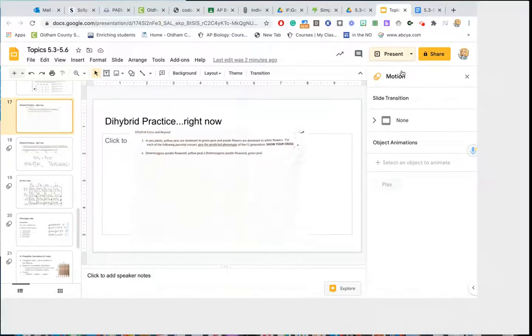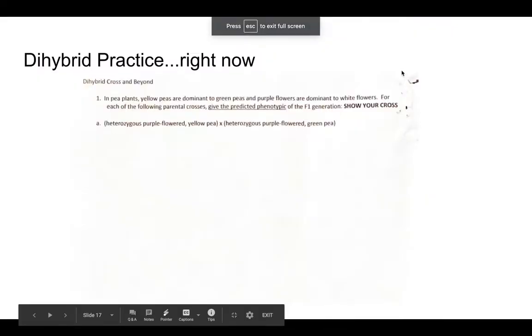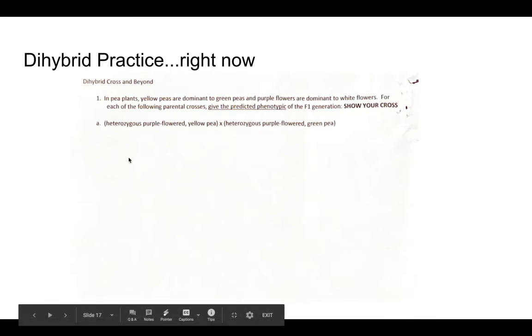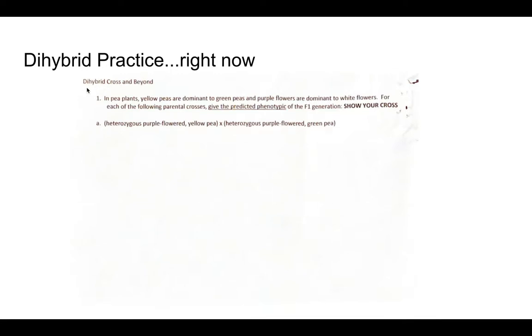All right, guys. We are going to do a few things today. The first involves the practice sheet that looks like this. There are two questions to it, but this is the first question. You have a bunch of blank space right here. Here's the title of the paper, Dihybrid Cross and Beyond.